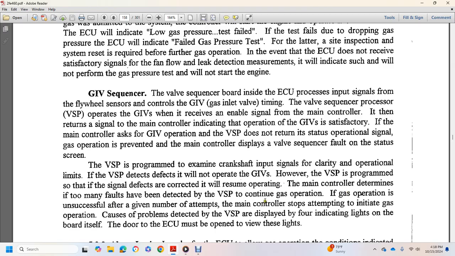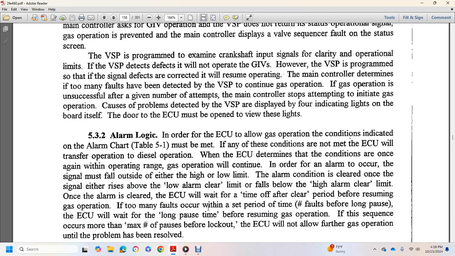If gas operation is unsuccessful, the number of attempts the main control makes to initiate gas operation is limited. The problem is detected by the valve sequence processor display and four indicating lights on the board itself. The door of the engine control unit must be open to view these lights.